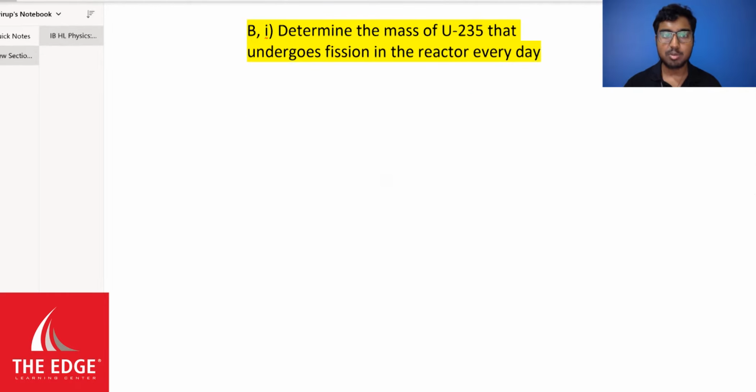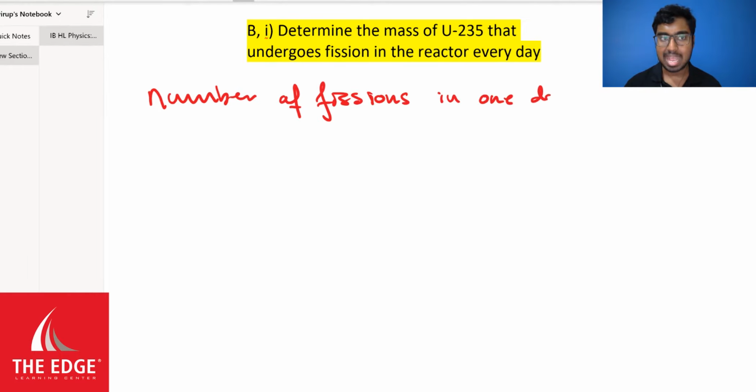Okay, now let's move on to question B(i): determine the mass of the uranium-235 that undergoes fission in the reactor every day. So to begin with, let's absorb some of the information that was earlier given, and let's solve this methodically.